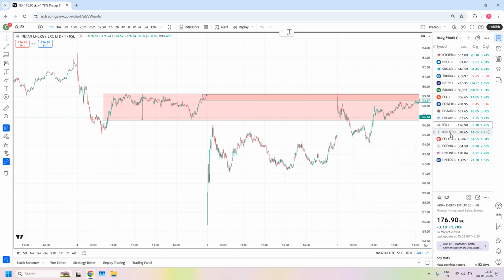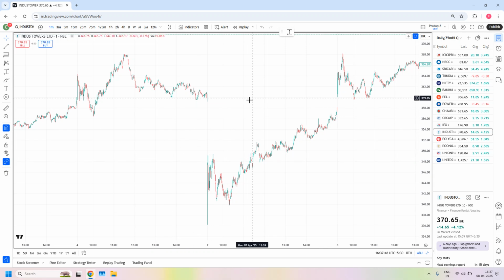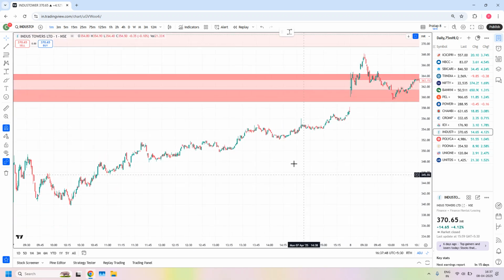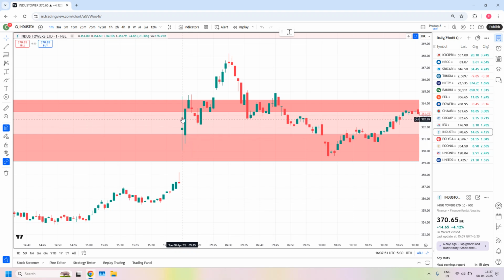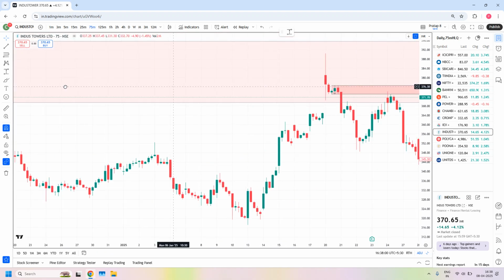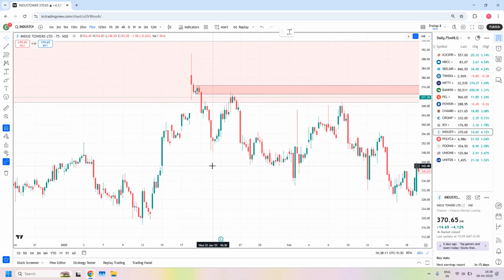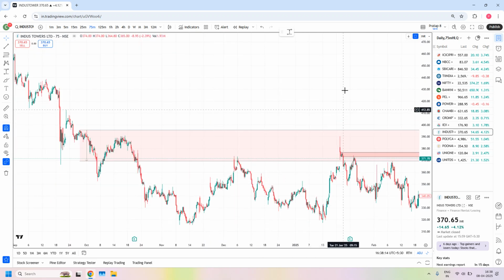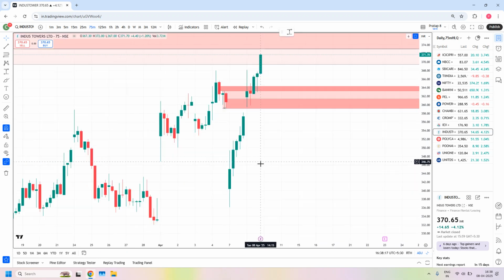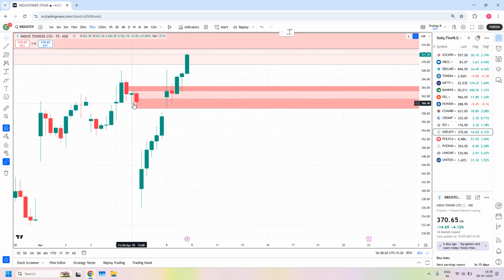Okay, next one is Indus Towers. See, in Indus Towers also, the zone is gone in the morning 9:15 candle. Have you noticed? This is the one, 9:15. First of all, how have we identified the zone? The 75-minute software identified this as a drop candle. Sorry, not this one. This is the one. Drop, 2 base candles and a drop with hidden body. Drop, base, drop.